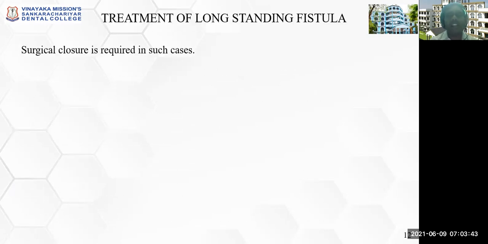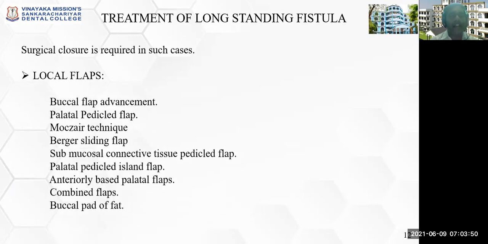For treatment of a long-standing fistula, surgical closure is usually the only choice, and there are various ways of achieving that. You can use local flaps, and all these flaps have been tried and reported in the literature. Buccal flap advancement and palatal pedicle flap are the most common ones done clinically. Apart from that, you have Mosier, Berger sliding, submucosal connective tissue, palatal pedicle flap, anteriorly based palatal flaps, combination flaps, and buccal pad of fat. So a lot of choices are there. We will see the other options available.